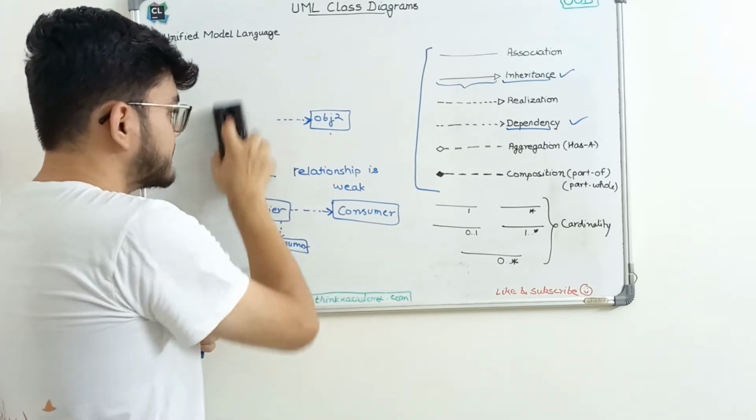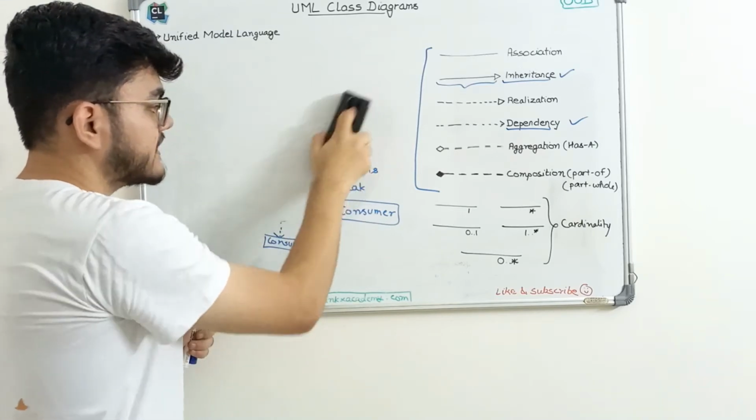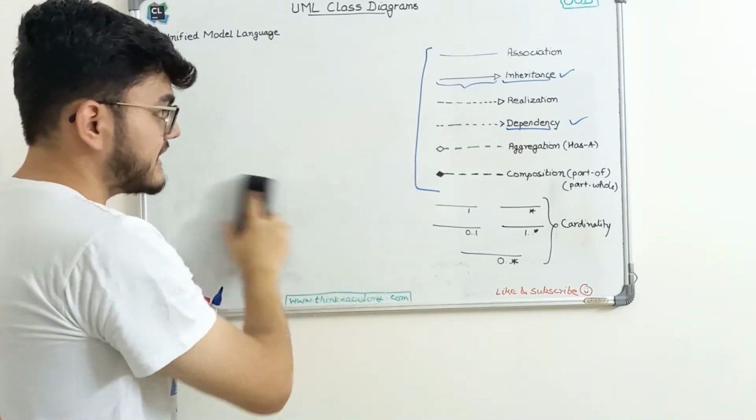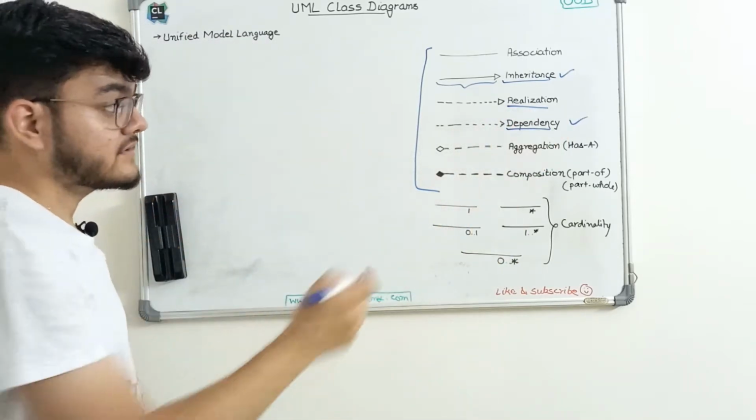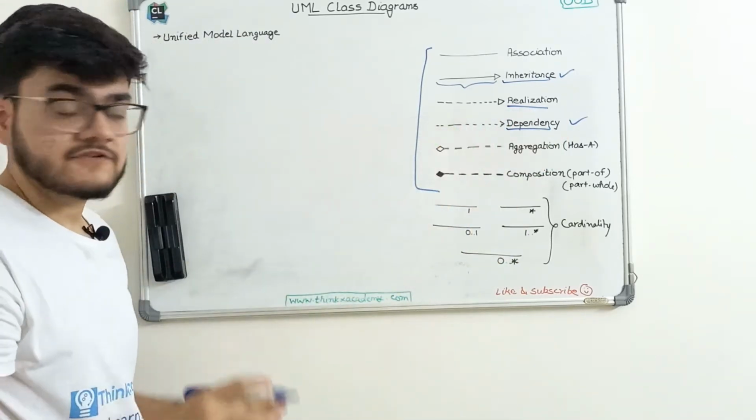So now I'm going to remove this example, and now we're going to come to the next relationship, which is the realization relationship, right? Which is this one. Realization is, again, you can see a dotted line. It means there is a weak relationship.